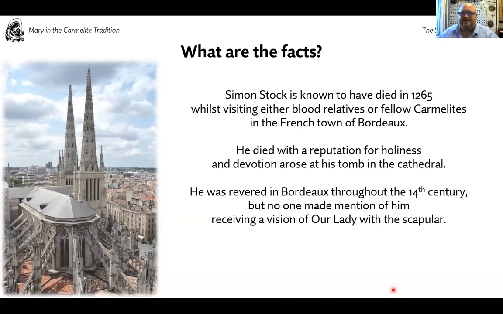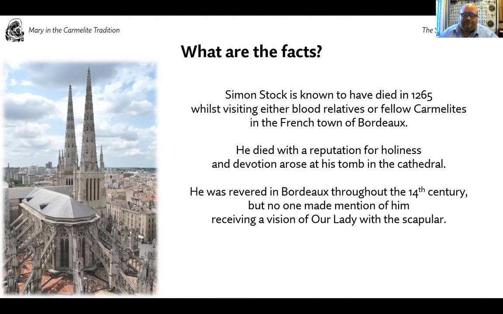Now we know that Simon Stock, the prior general, died in 1265, either visiting blood relatives or fellow Carmelites, because the records say he was visiting his brothers in the French town of Bordeaux. We don't know if they were his blood brothers or Carmelite brothers. He died with a reputation for holiness to the extent that he was buried in the cathedral, and devotion arose there soon after his death. And he was revered in Bordeaux, here in the cathedral, beautiful building, throughout the 14th century.